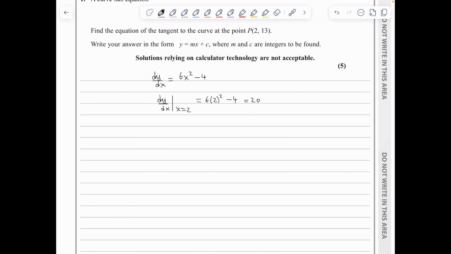And I can proceed using y - y1 = m(x - x1). So we've got y - 13 = 20(x - 2). Let's expand to get y - 13 = 20x - 40. And therefore we arrive at y = 20x - 27.